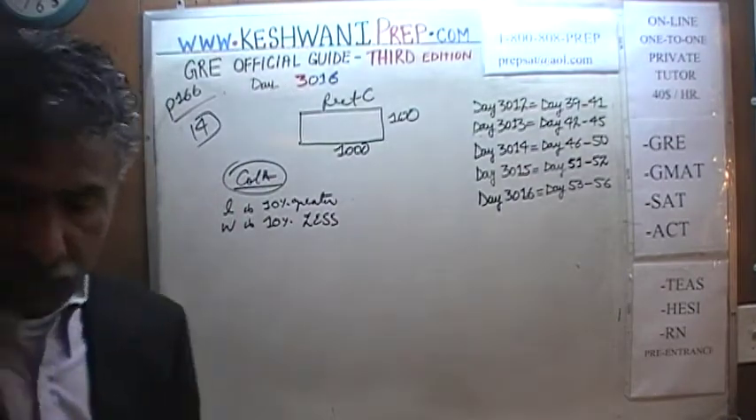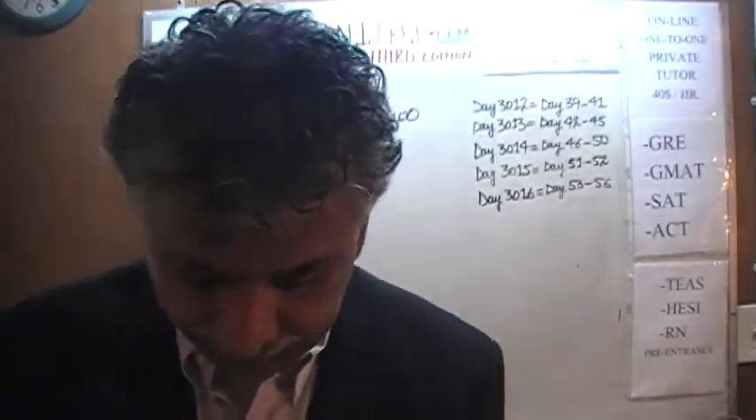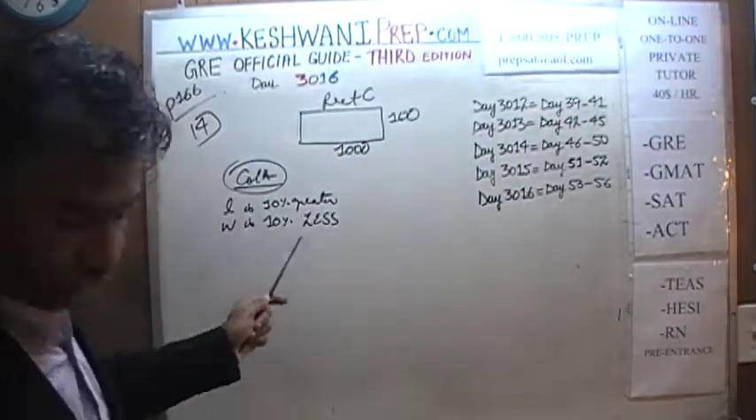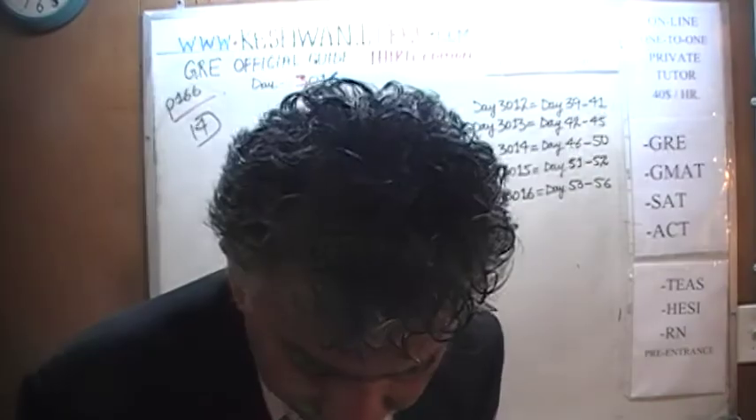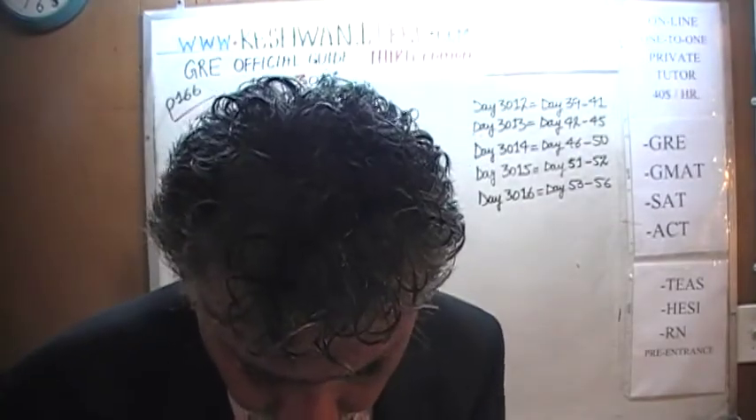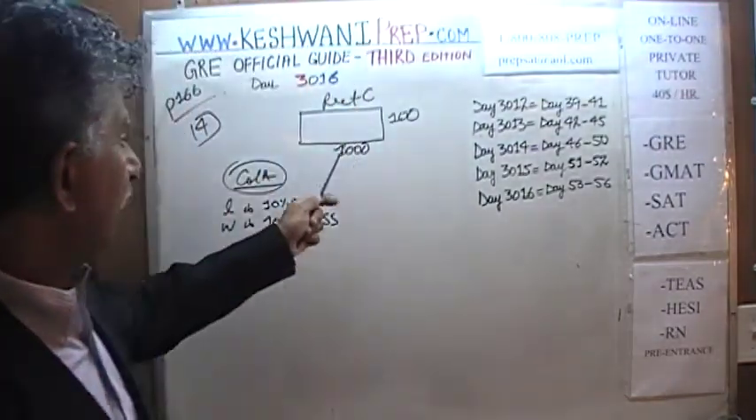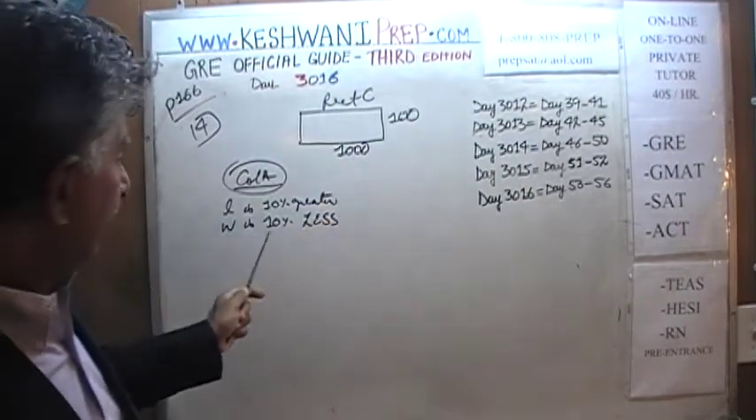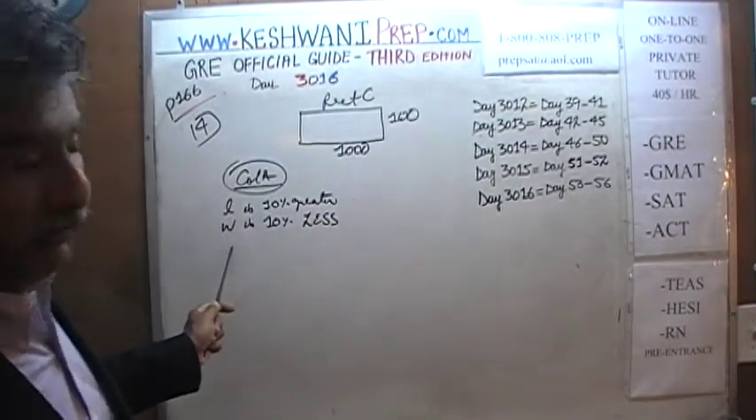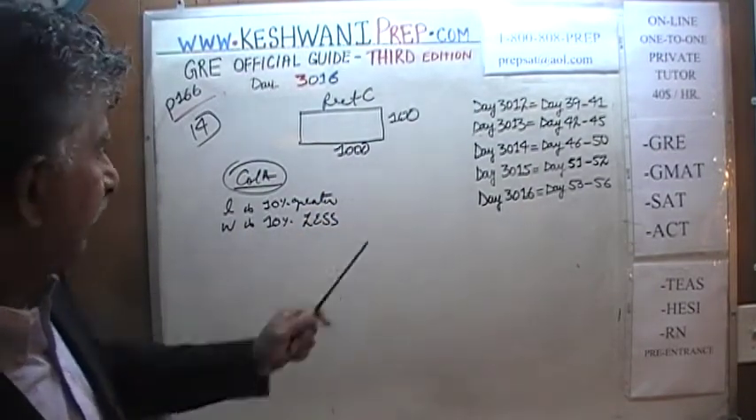And we are told, one more time I'm going to read to you slowly. It says the length and the width of rectangle A are 10% greater and 10% less, respectively, than the length and the width of the rectangle C. So whatever the length and the width of the rectangle C is, the length is 10% greater and the breadth is 10% less. Let's find out column B here.